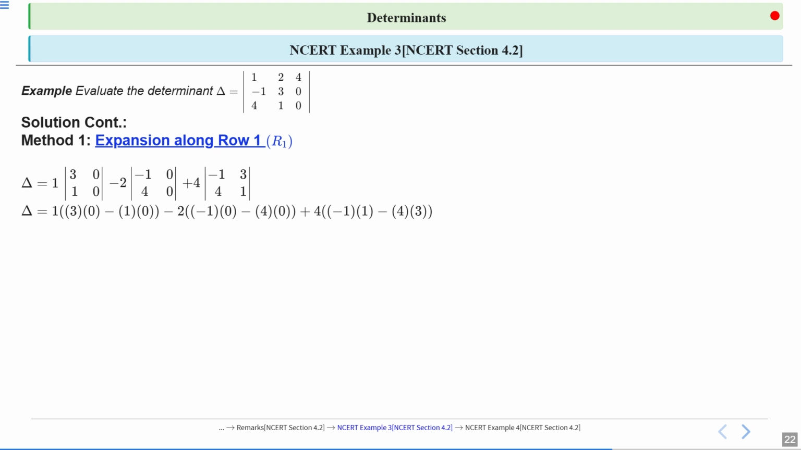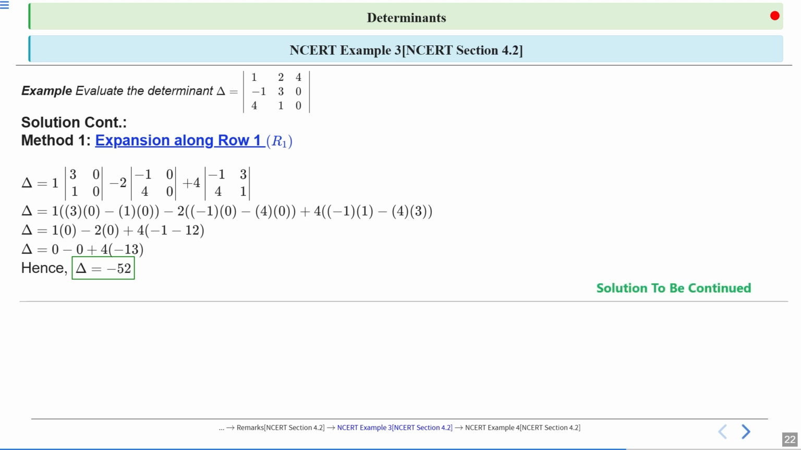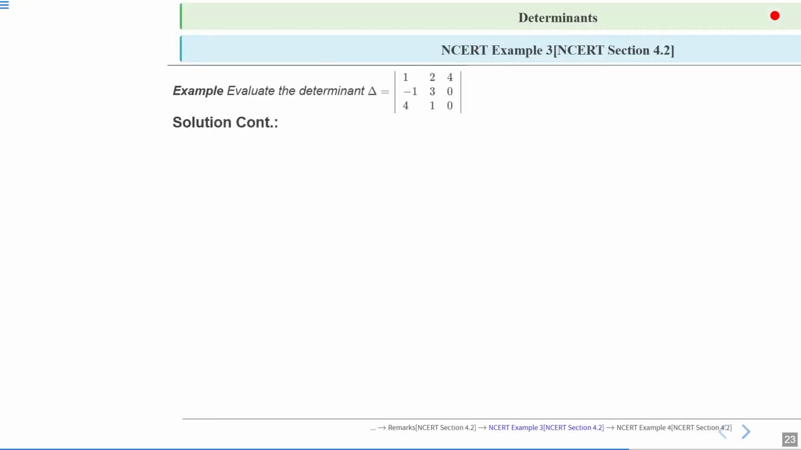Now find the determinant of all these 2 cross 2 matrices. So we multiply the diagonal elements minus the off-diagonal elements. So 3 into 0 minus 1 into 0, minus 2 into (minus 1 into 0 minus 4 into 0), plus 4 into (minus 1 into 1 minus 3 into 4). So we get 1 into 0, minus 2 into 0, plus 4 into (minus 1 minus 12). So we get determinant 0 minus 0 plus 4 into minus 13, that is minus 52. Okay, clear? Okay.